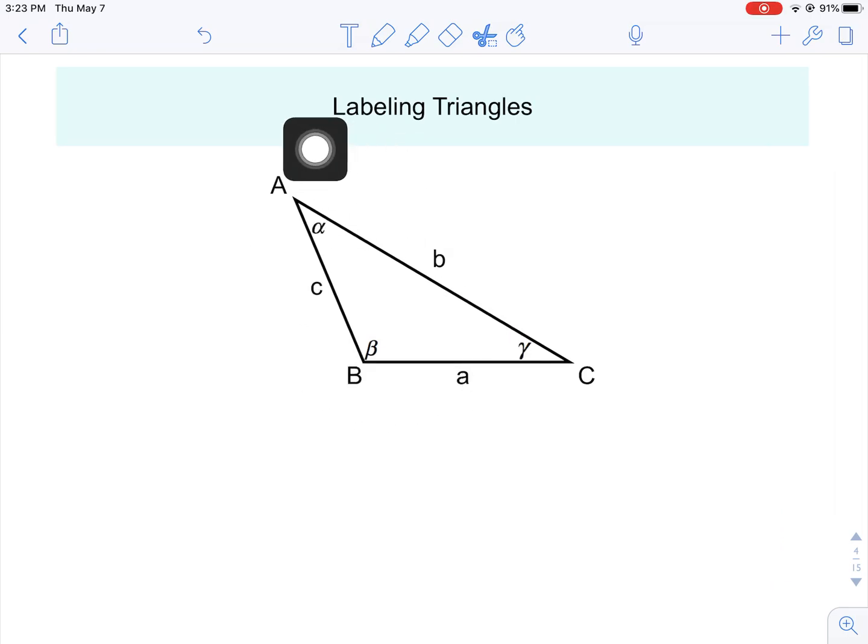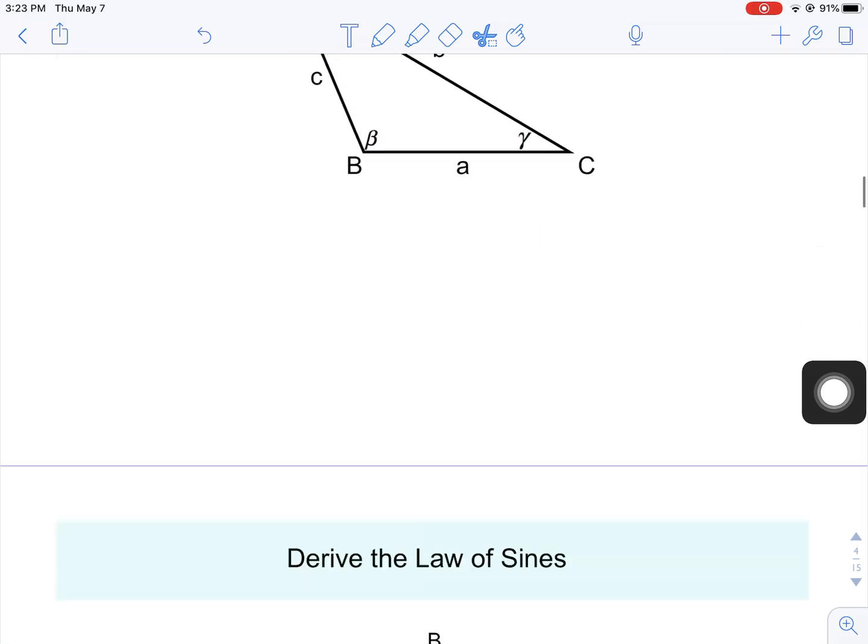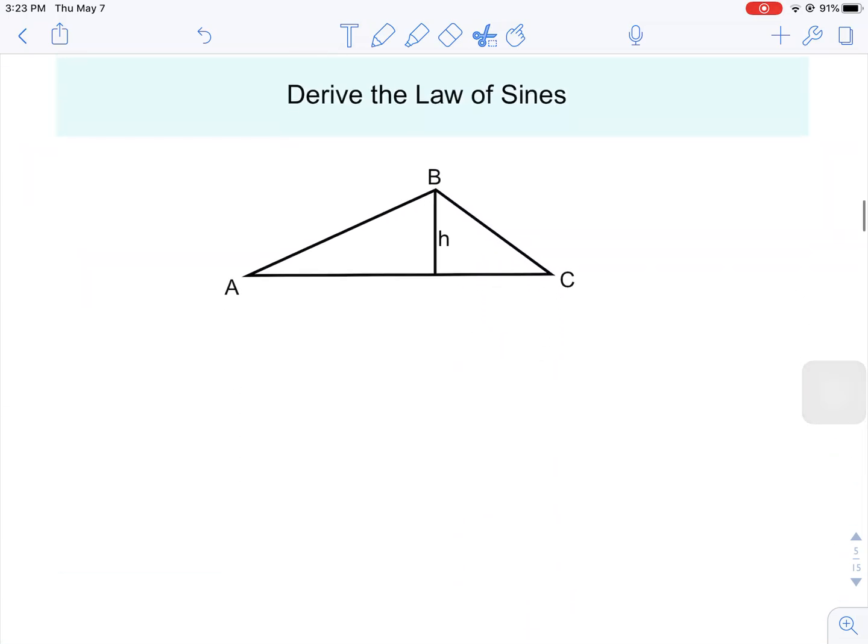Sometimes in books we just say this is angle A, but sometimes they call it alpha. Sometimes we just say angle B, but sometimes they call it beta. And angle C is sometimes called gamma. So you just need to know that in order to draw your triangles appropriately. So where does the law of sines come from, and what is it? Well, what we're doing here is we're trying to find a relationship between angles and sides of non-right triangles so that I can find other pieces.